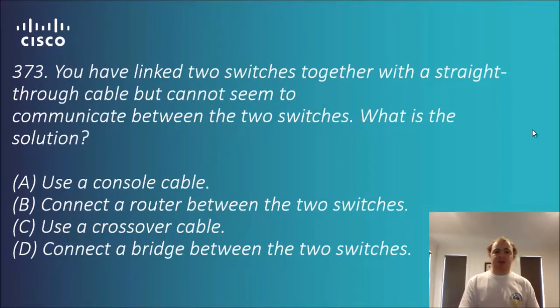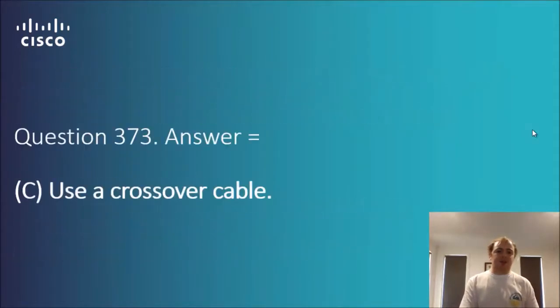373, you have 2 switches connected together with a straight through cable, but cannot seem to communicate between the 2 switches. What is the solution? Buy a new switch. No, don't do that. We've got: use a console cable, connect a router between the 2 switches, use a crossover cable, connect a bridge between the 2 switches. Remember, when you have devices that are similar to each other that you want connected, you use a crossover cable. If you want different devices, you use a straight through cable. That's why when you connect from a computer to a switch port, you use a straight through cable. Answer C, in that case, you use a crossover cable.